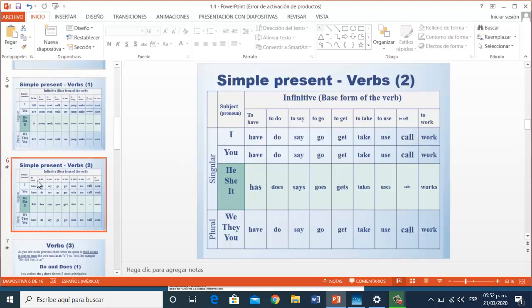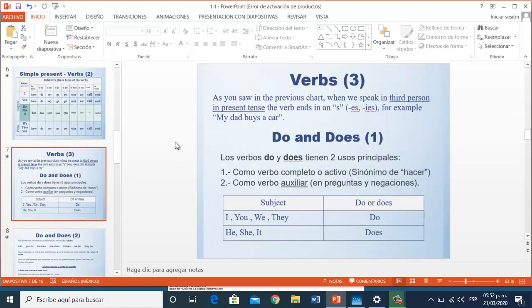We have the other chart over here, and we have to also review the use of do and does. Well, as you saw in the previous chart, when we speak in third person, in present tense, the verb ends in an s. For example, my dad buys a car. We said that the verbs do and does have two main uses, as a verb and as an auxiliary. If we use it as a verb, it's a synonym of the verb make. Here we have the subjects that use do and the subjects that use does.